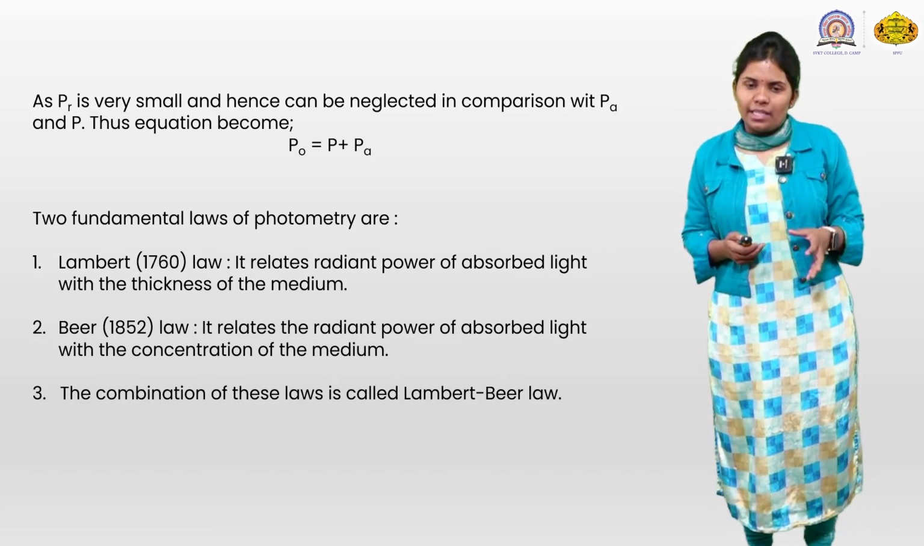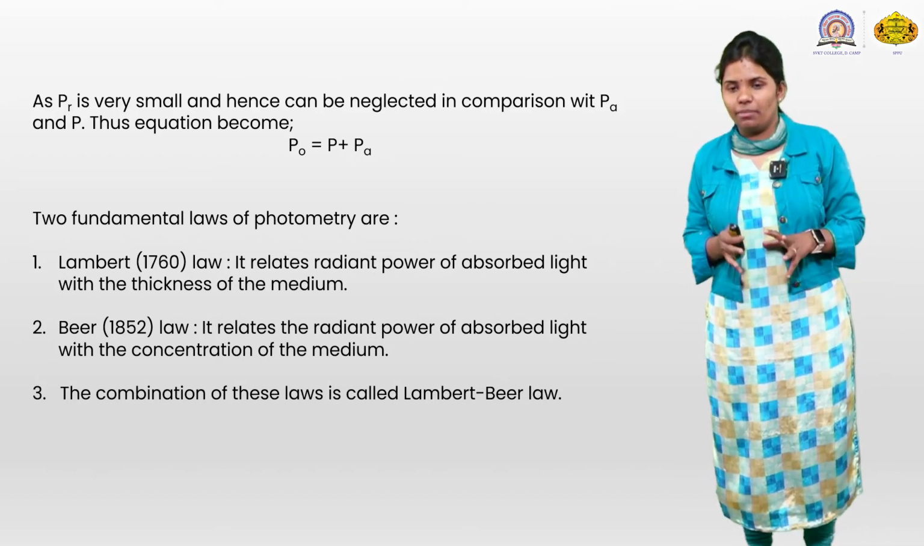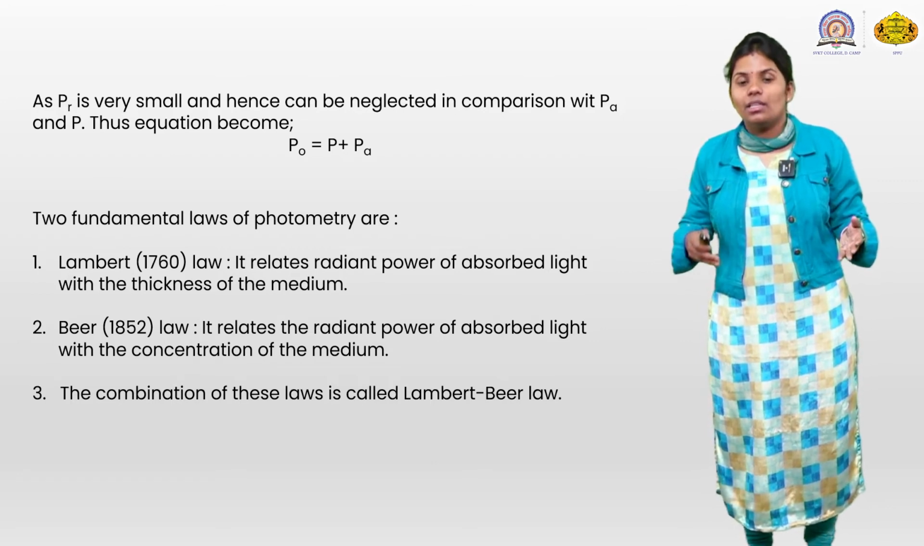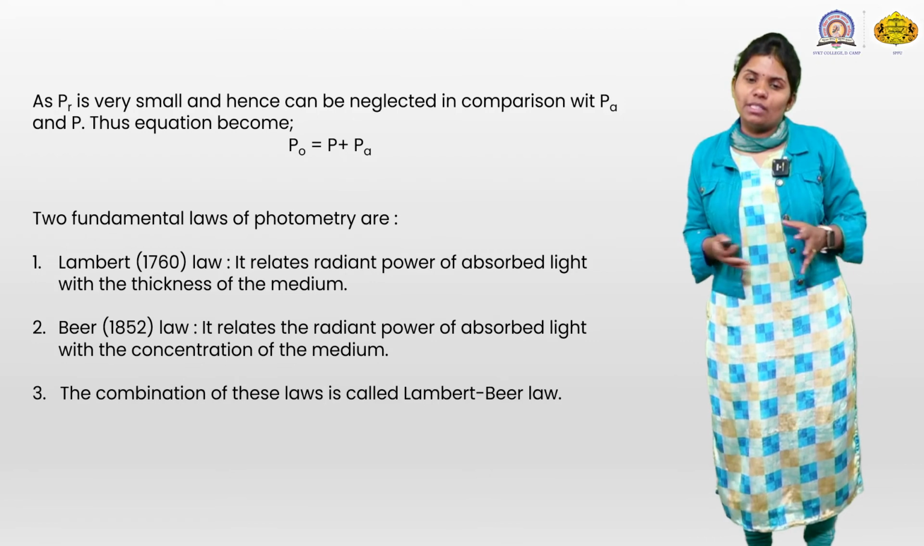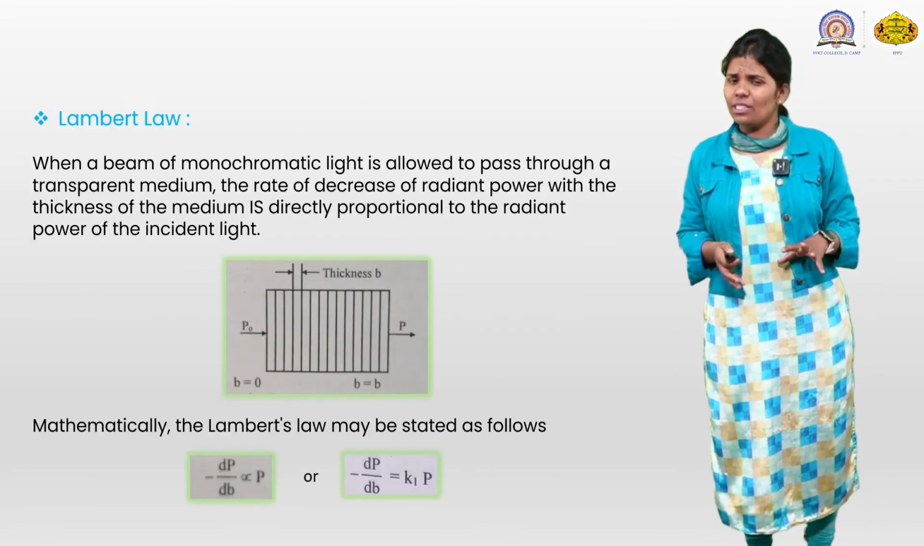Beer's law states that it relates the radiant power of absorbed light with the concentration of the medium. Lambert's law relates to the thickness of the medium, while in the case of Beer's law, the absorbance is related to the concentration of the medium. The combination of these laws is known as the Lambert-Beer law.